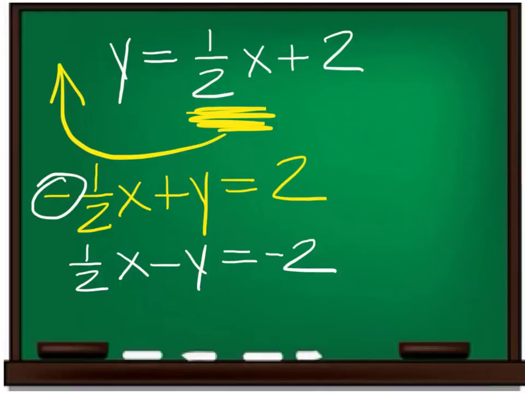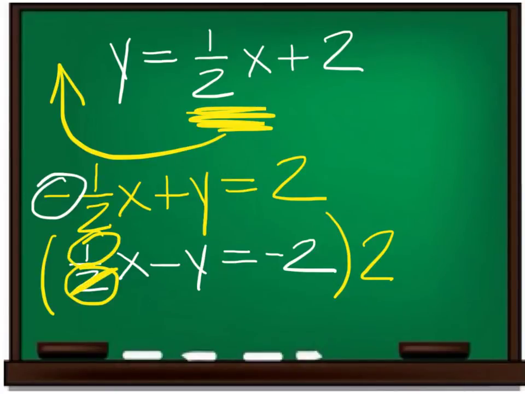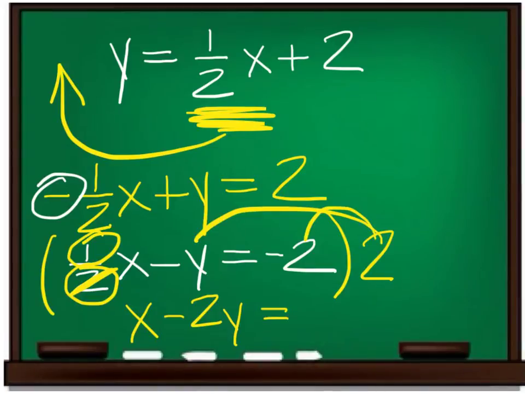And you have a fraction. You're not allowed to have a fraction anywhere in standard form. So multiply everything by 2, which is the denominator on the bottom of the fraction. When I multiply by 2, it cancels this 2 out, and I'm left with 1, which is just x. And then 2 times minus y is minus 2y, and 2 times negative 2 is negative 4.